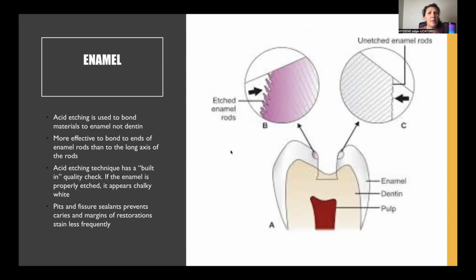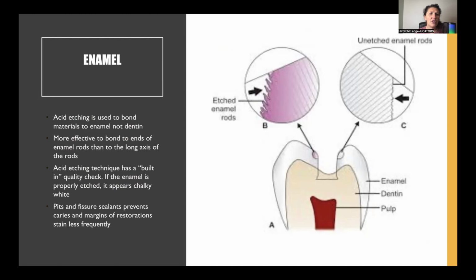So let's first talk about bonding and adherence in enamel. So what we do here is, you can see this kind of pinkish area. You can see that they're doing an acid etch. They're going to use that to bond materials to enamel and not dentin. We don't usually use an etchant when we're bonding to dentin because we have the dentinal tubules already to work with. So an enamel bonding material is more effective to bond at the ends of the enamel rods, to the long axis of the tooth. So it just adheres to those enamel rods essentially.